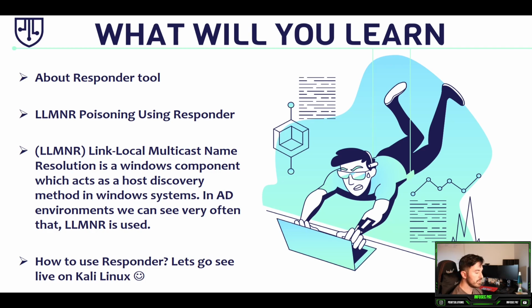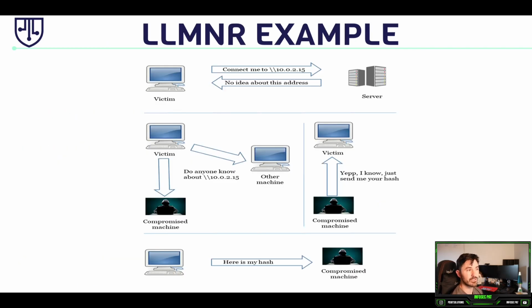If we go to the next slide, this is a little example of what we can do with this. We can see the victim on the top, and we send a UNC path, backslash backslash, in this case 10.0.2.15, to the server and there's no response, because there's no real share that resides on that. Then in the middle section, the victim goes to the compromised system and asks, does anyone know about backslash backslash 10.0.2.15? Any other machine? And the other machine says, yep, I know, just sent you my hash.